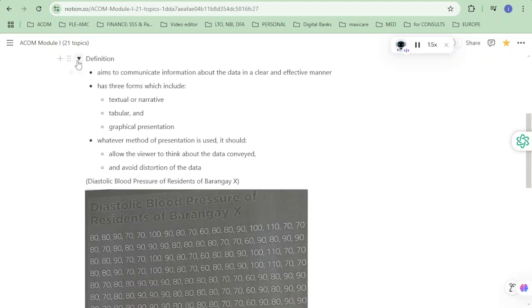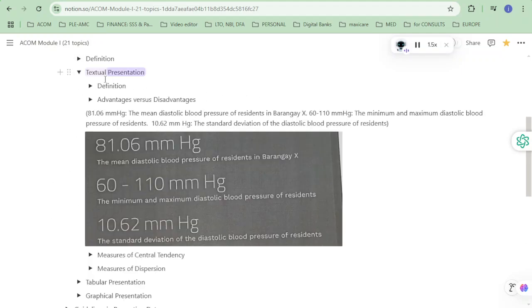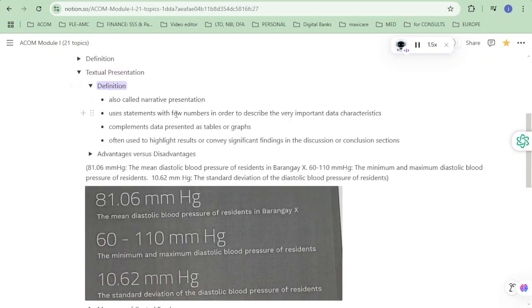Textual presentation. Definition. Also called narrative presentation. Uses statements with few numbers in order to describe the very important data characteristics. Complements data presented as tables or graphs. Often used to highlight results or convey significant findings in the discussion or conclusion sections.